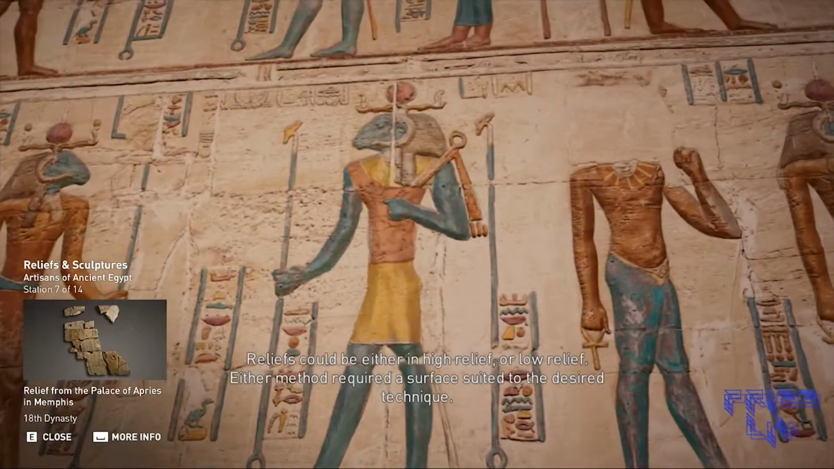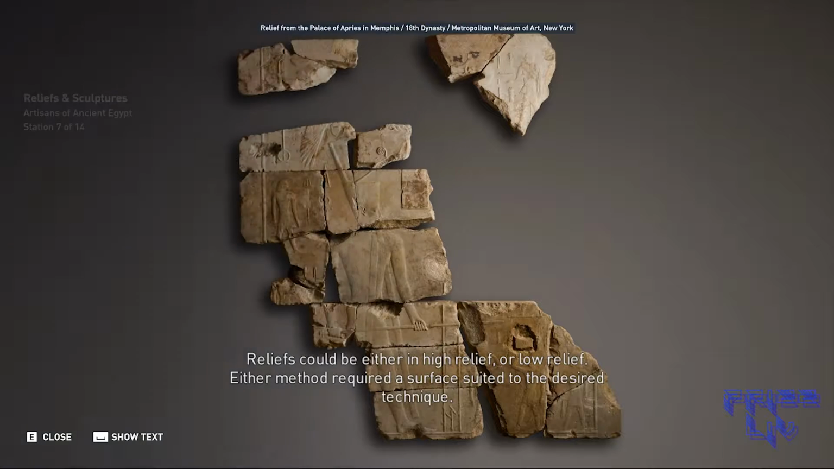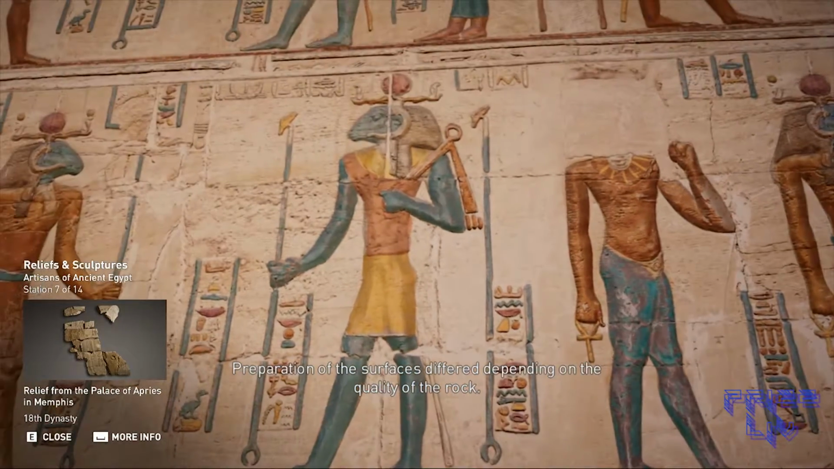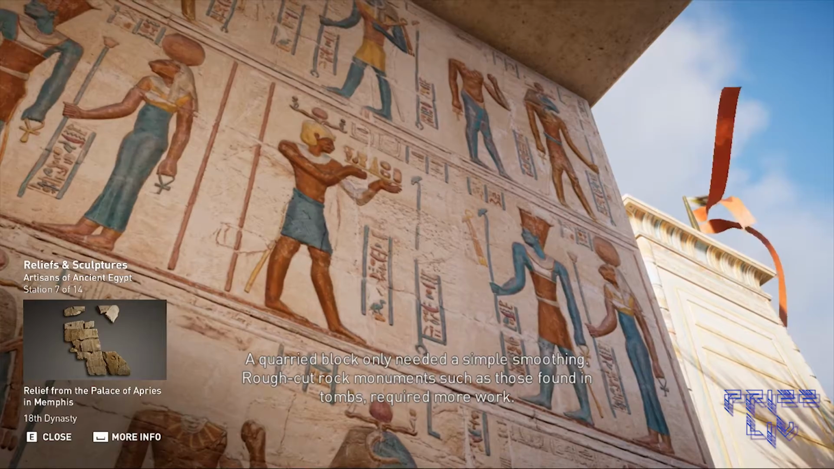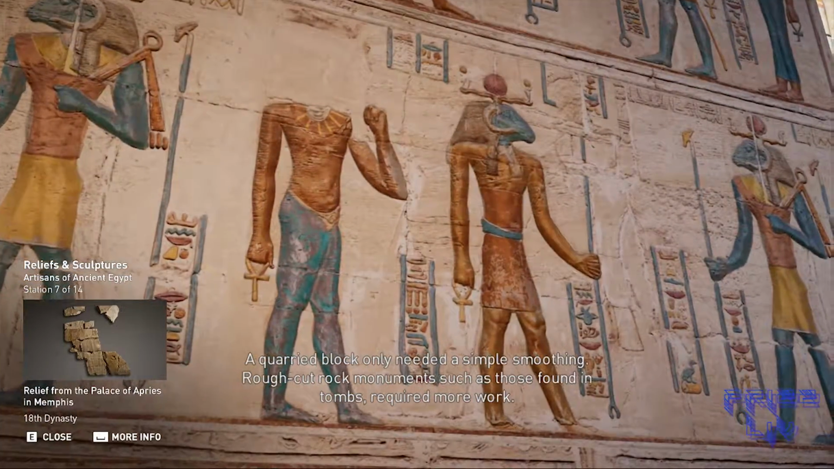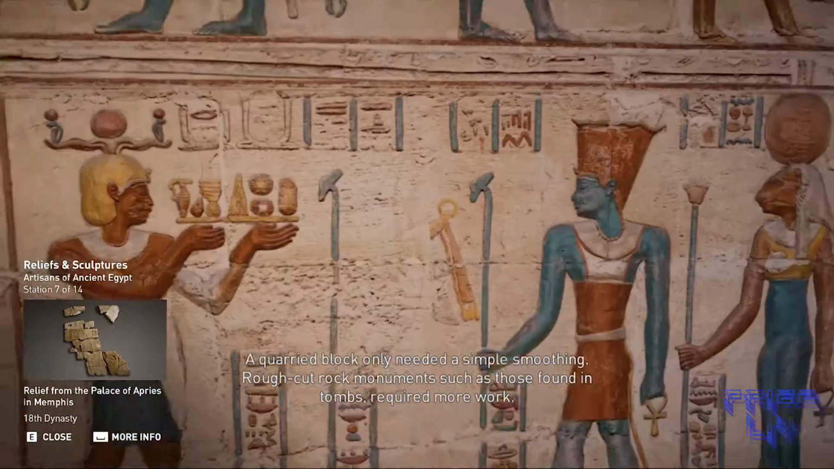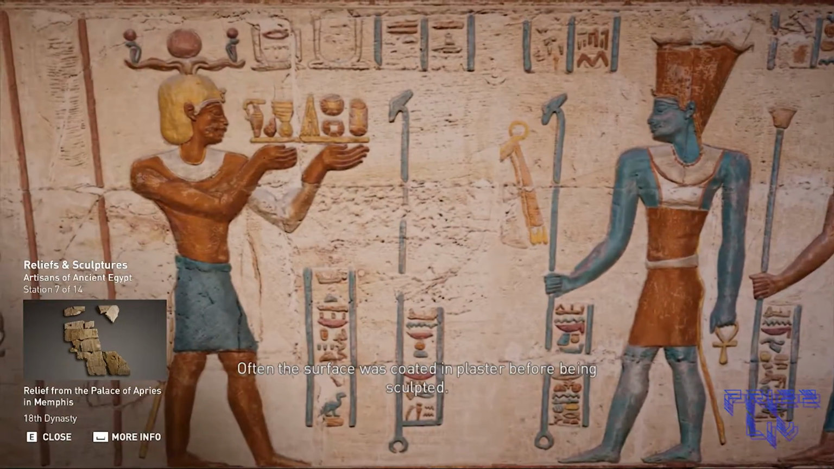Reliefs could be either in high relief or low relief. Either method required a surface suited to the desired technique. Preparation of the surfaces differed depending on the quality of the rock. A quarried block only needed a simple smoothing. Rough-cut rock monuments, such as those found in tombs, required more work. Often the surface was coated in plaster before being sculpted.